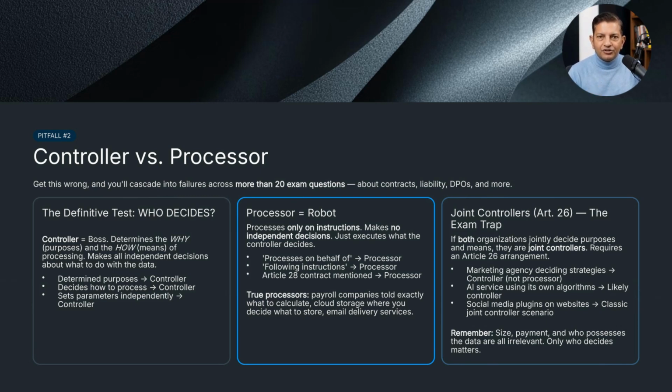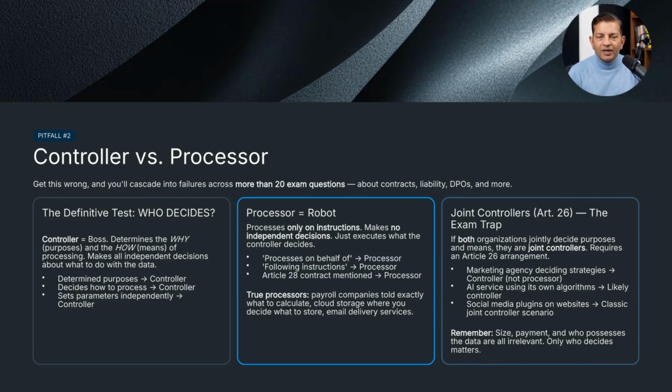Use these 3 questions to figure it out every time. First, who decided to collect this data? That's the controller. Second, who decided what to do with it? That's the controller. Third, who just executes instructions without making decisions? That's the processor. And here's the tricky part. If both organizations jointly decide the purposes and means, they're joint controllers under Article 26. This is common with things like social media plugins on websites. The website and the social platform jointly decide purposes.